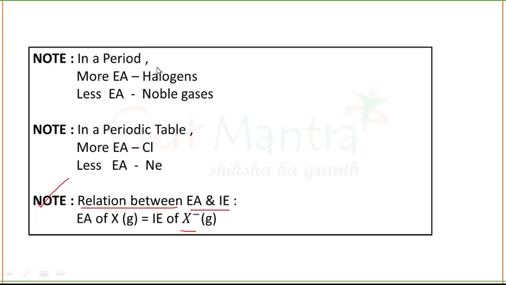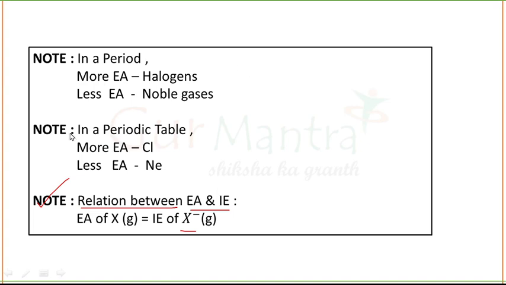Next, in a particular period, electron affinity is maximum for halogens, while electron affinity is less for noble gases. More electron affinity is for halogens because, as you know, halogens need a single electron in their outermost shell to get the full-filled configuration, while noble gases already have the full-filled condition, and electron affinity is minimum for the full-filled or half-filled configuration.